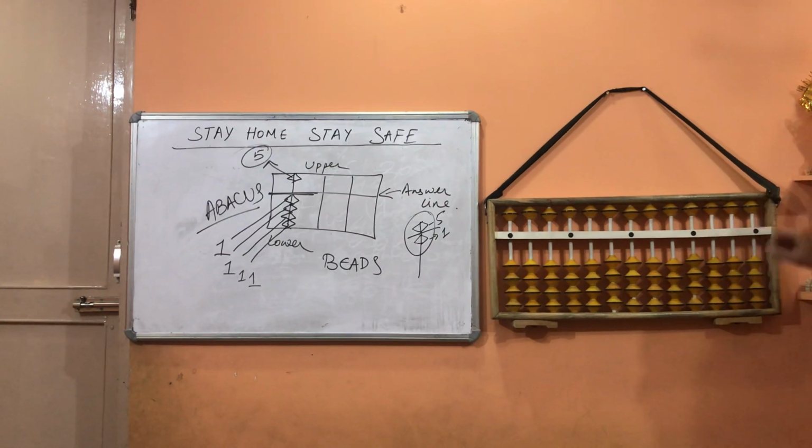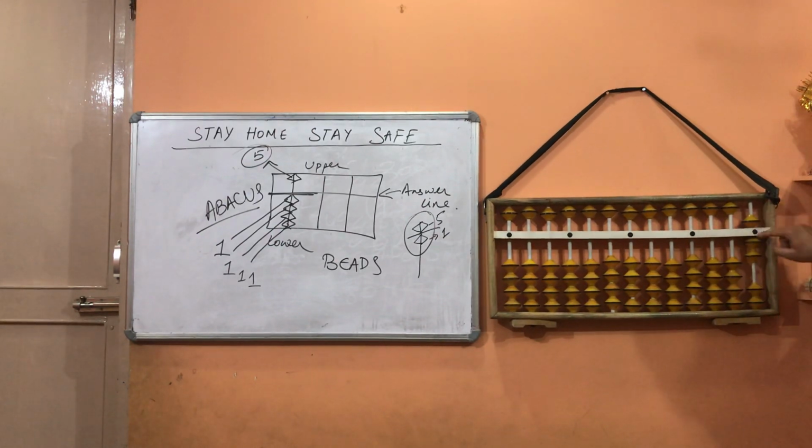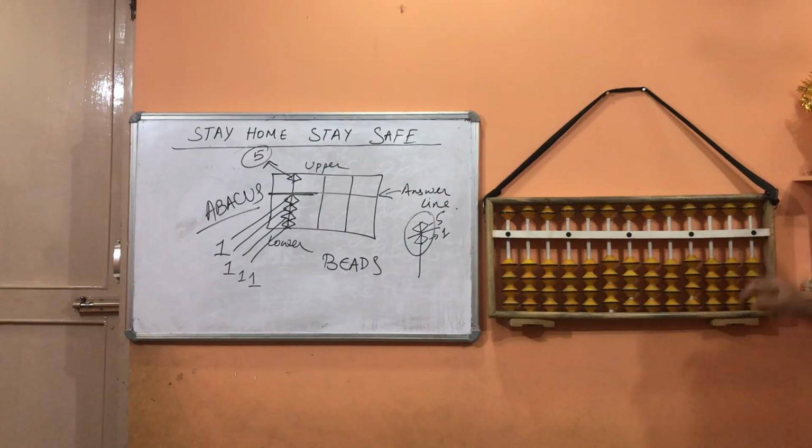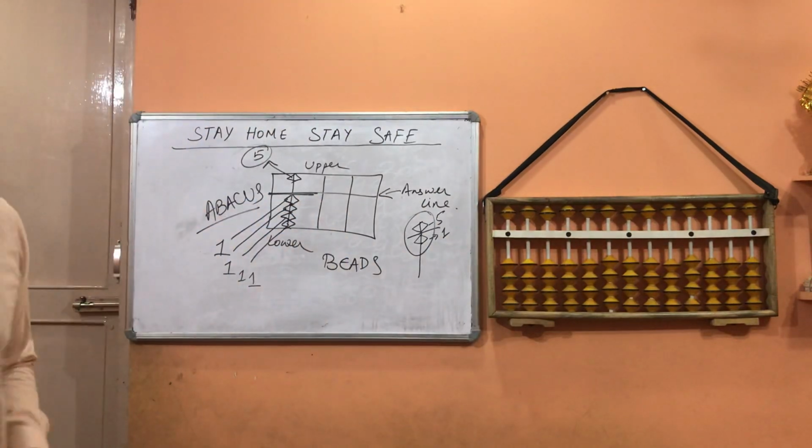Let's do this again. 3, 1, 4, 5, 6, 7, 5, 6, 7, 8, 9. And if nothing is touching this line, that means this is 0. I hope you understood this.